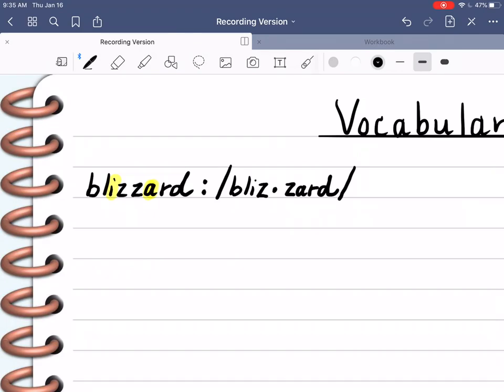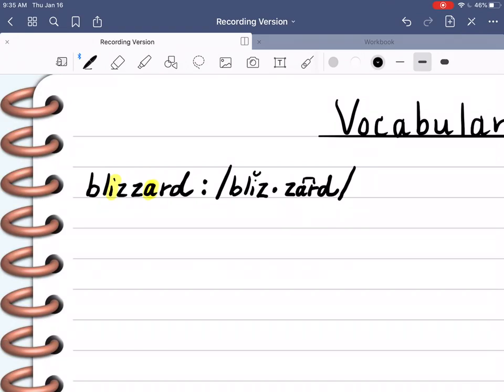This says I, that's a short I, and this is an R-controlled vowel. We're not going to get into that too much. Just know that when you have a vowel with an R, the R can do funny things to the sound of the vowel. So sometimes those R-controlled vowels don't sound at all like the letters they are. Blizzard. Blizzard is a thing.